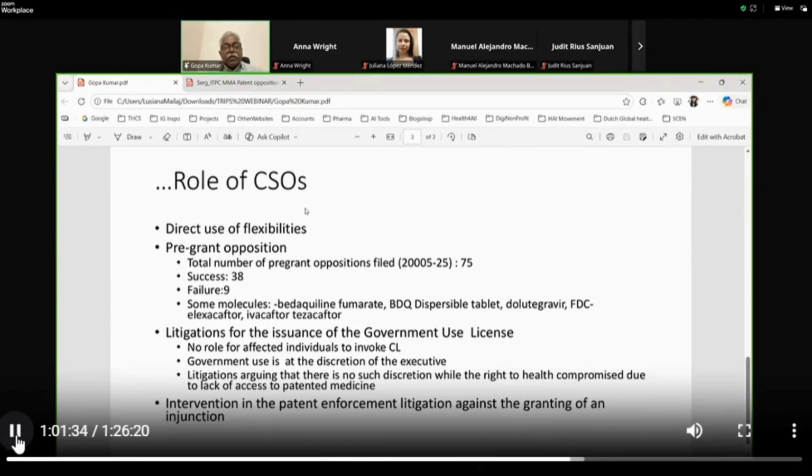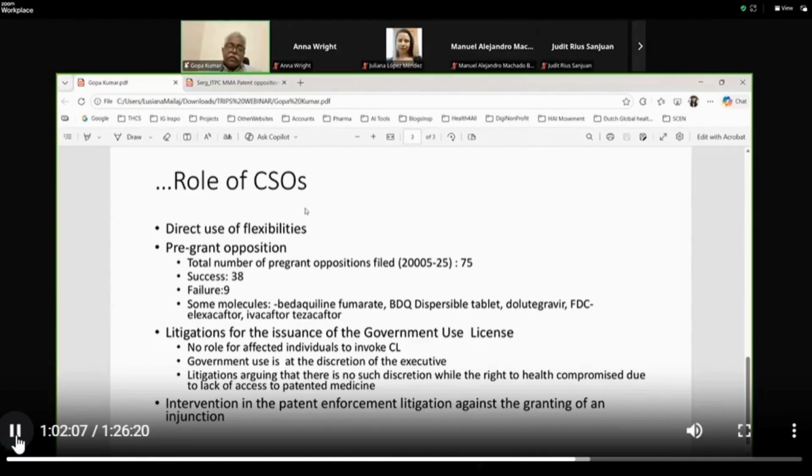Yes. So this is much more on direct actions and how you make use of these flexibilities. The most important is the opposition system. I'm just giving a flavor about the pre-grant opposition. The civil society organizations alone have filed around 75 pre-grant oppositions. It might be slightly more, maybe nearly 100. We are compiling all those data. We will be able to give you much more accurate information in the coming days. My colleague is doing that.